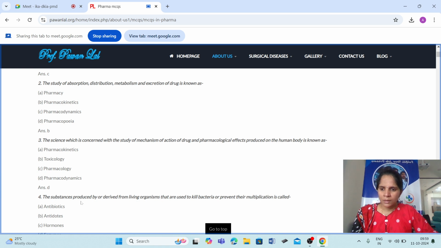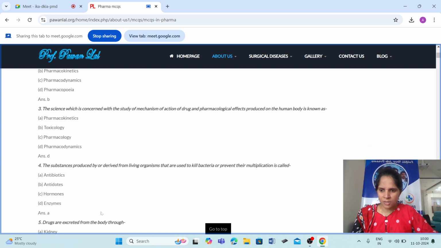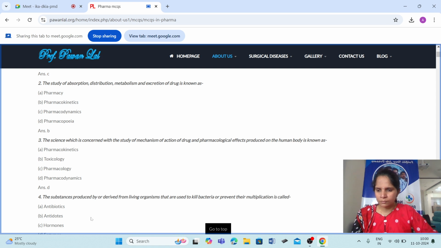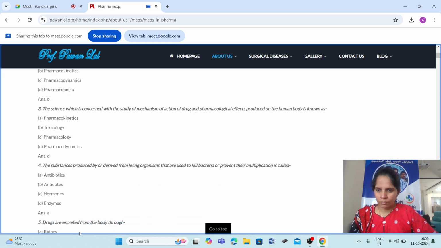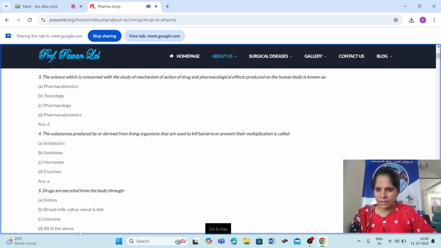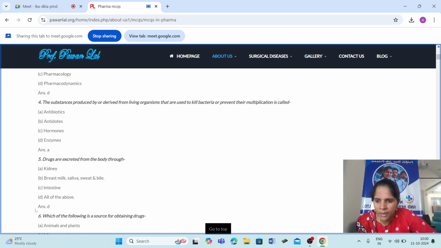Next, the substances produced or derived from living organisms that are used to kill bacteria or prevent their multiplication is called, what do you call? We call antibiotics. Drugs are excreted from the body through kidney, breast milk, saliva, sweat and bile, intestine, all the above. It is all the above.